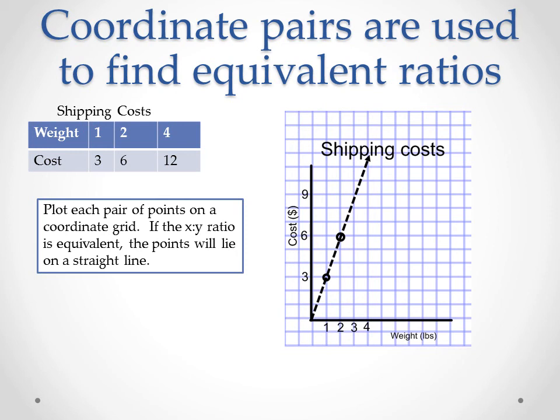When we plot these points on a coordinate grid, we're looking to see if they make a straight line. If the x to y ratio is equivalent, the points will lie on a straight line, or it will be, what's that word we said again? That's right, linear.